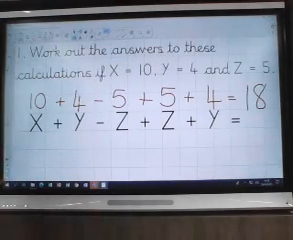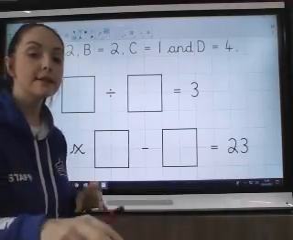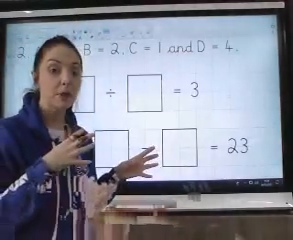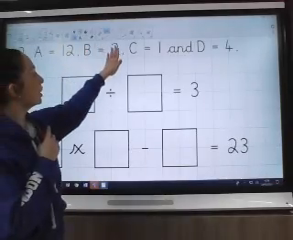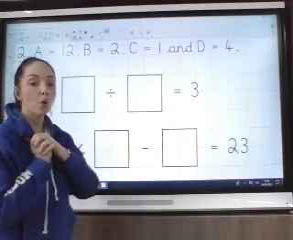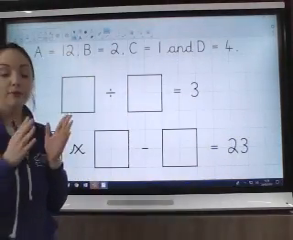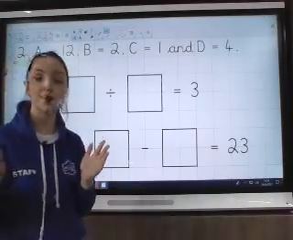Okay, let's have a look at question 2 then. Question 2 says, yours says something similar to this. So mine says A equals 12, B equals 2, C equals 1, and D equals 4. Okay, so you have got to put letters in the boxes to make the calculations correct.